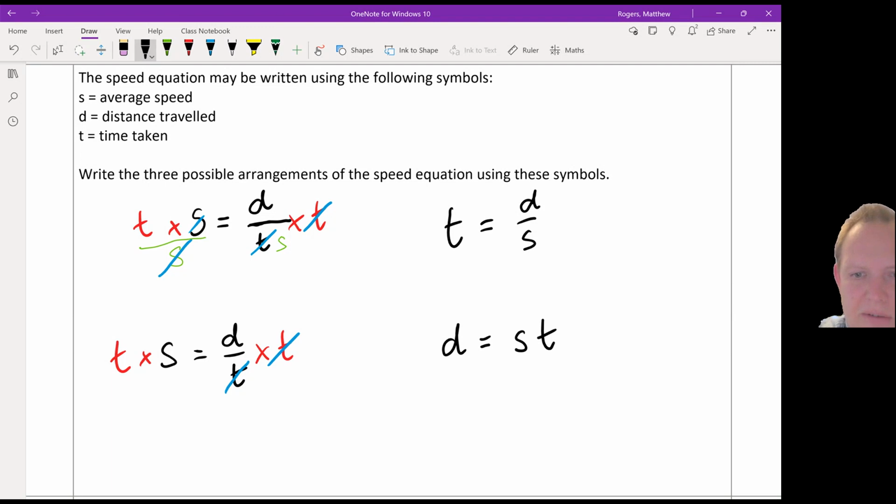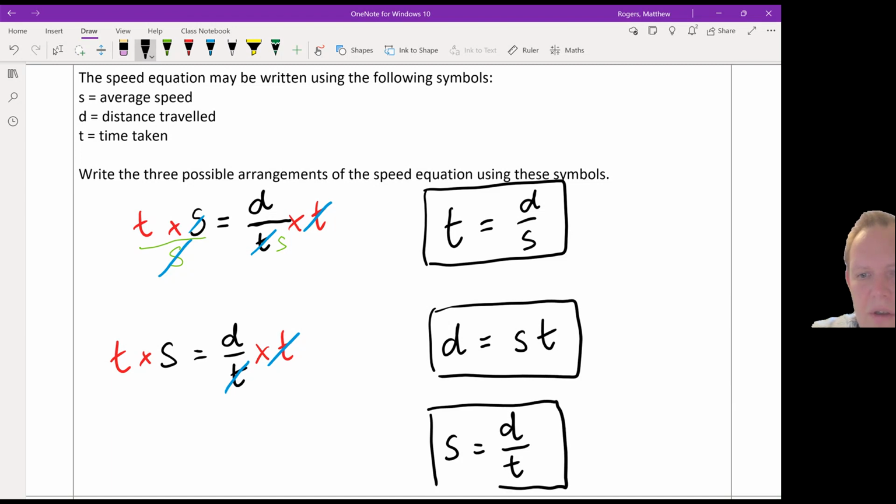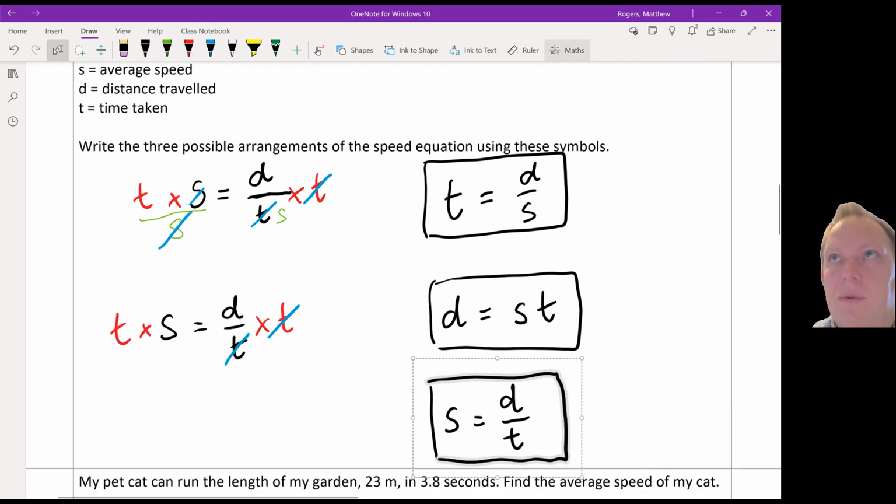We've lost the first one, so we better write that one out again. Speed is distance over time. So these are our three possible rearrangements of the symbol equation, and we should be comfortable moving backwards and forwards between these three.